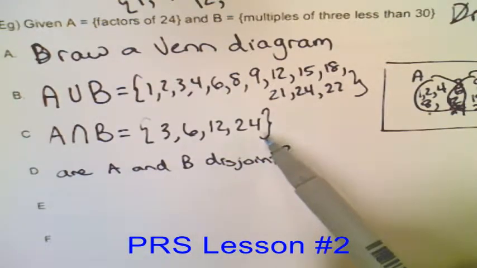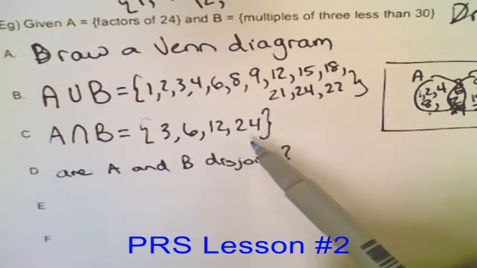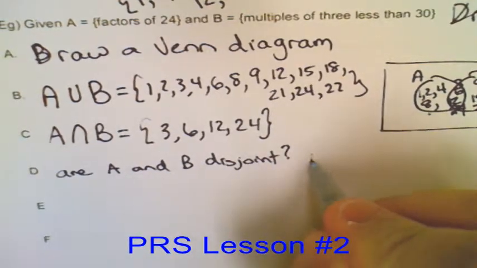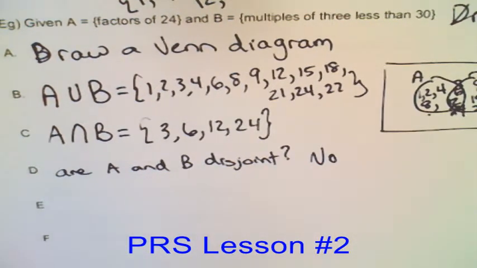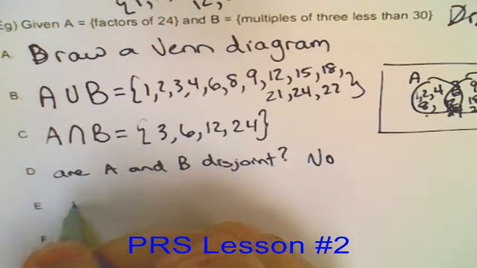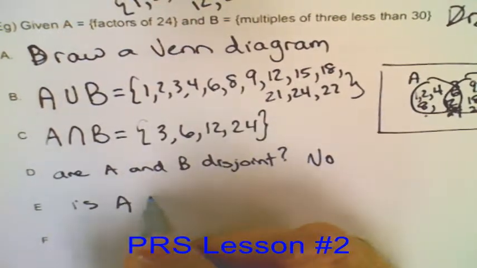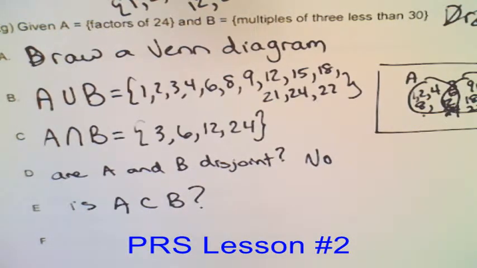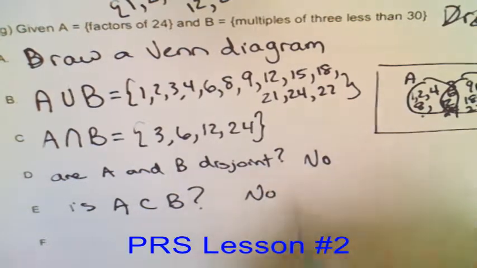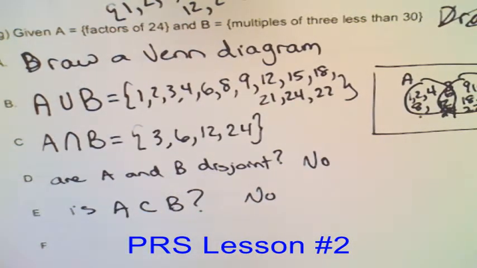Then I can ask you questions like this: are A and B disjoint? Now you have to remember from your previous definitions, what does it mean to be a disjoint set? Okay, disjoint means there's nothing in common. Are these two disjoint? Well, no. 3, 6, 12, and 24 are in both sets, so these are not disjoint. And you can go on, and you can go on, and you can go on.